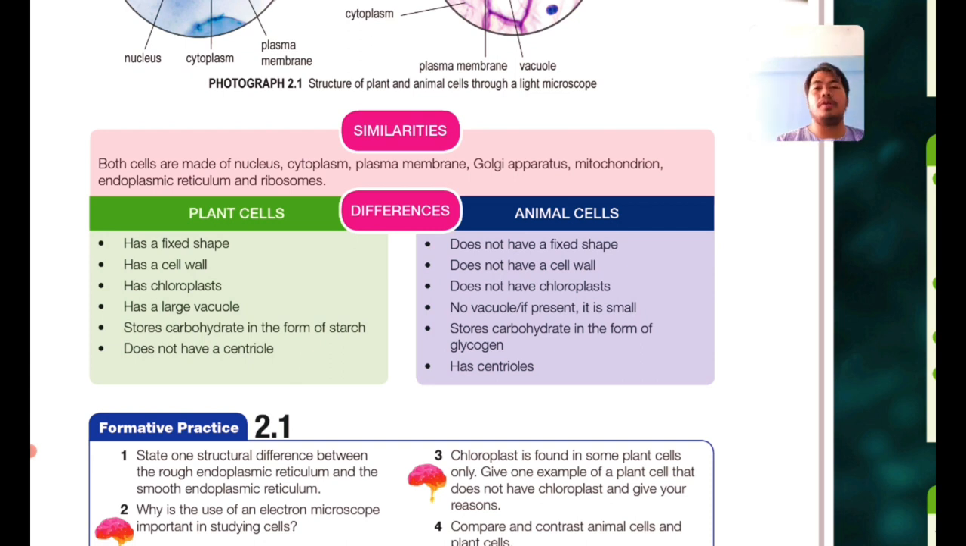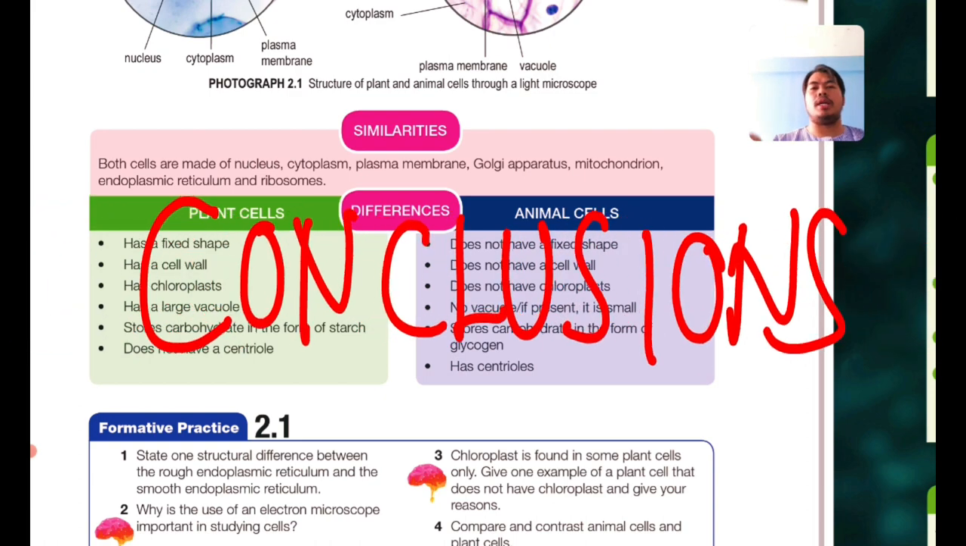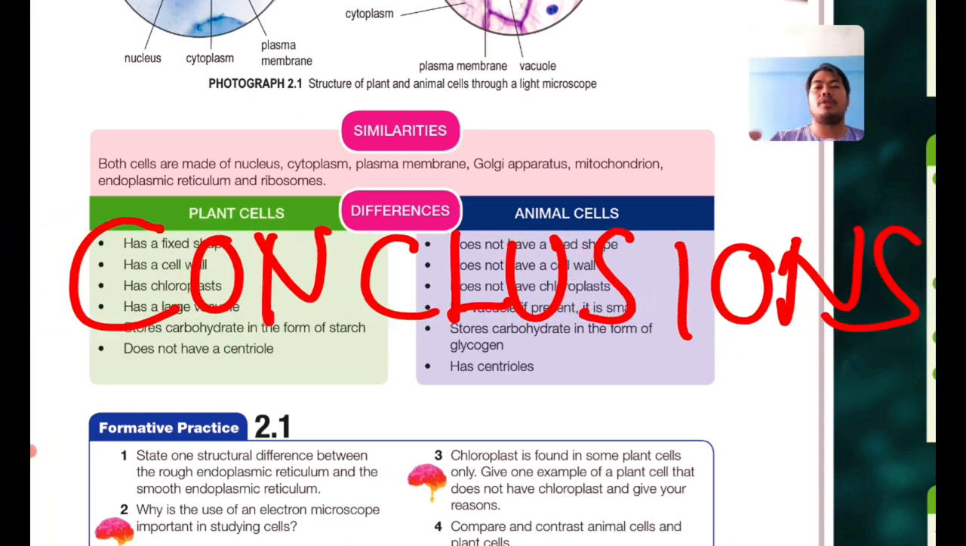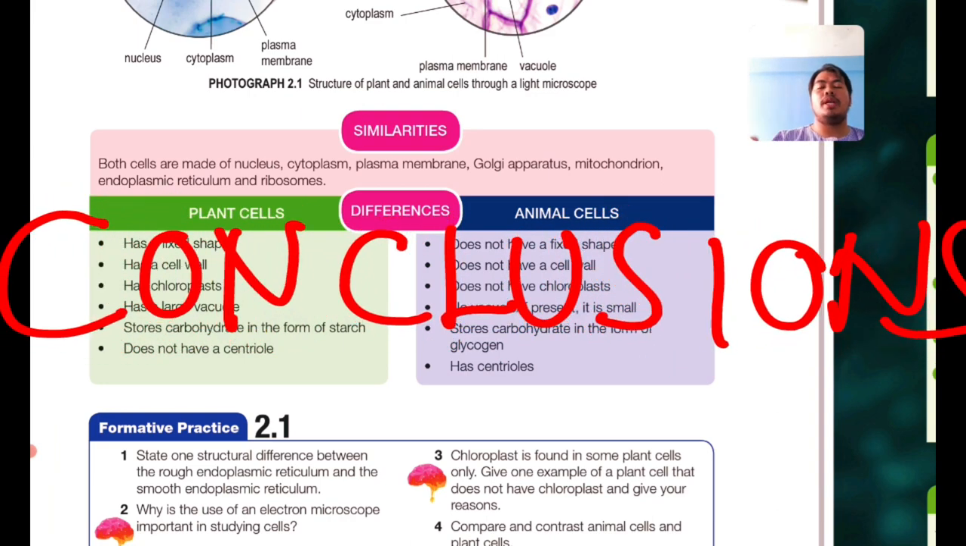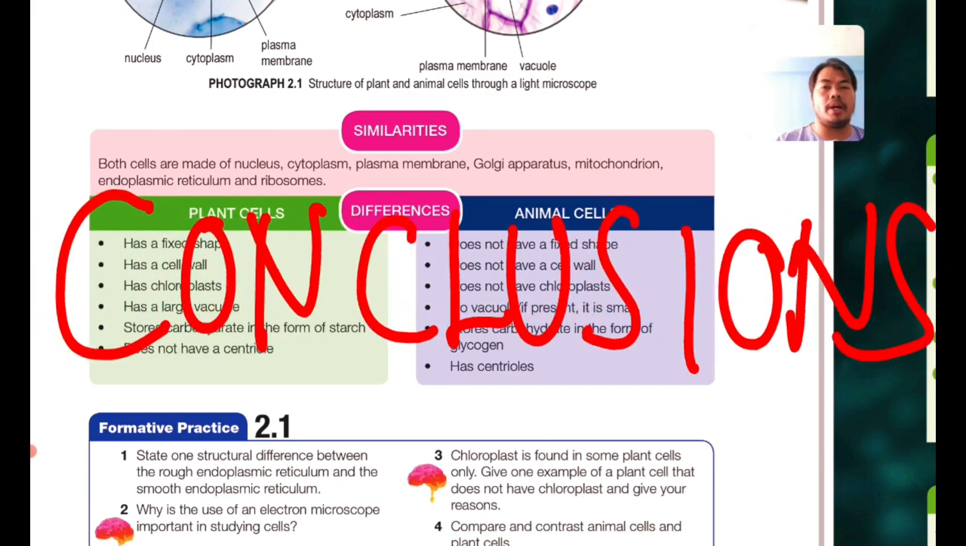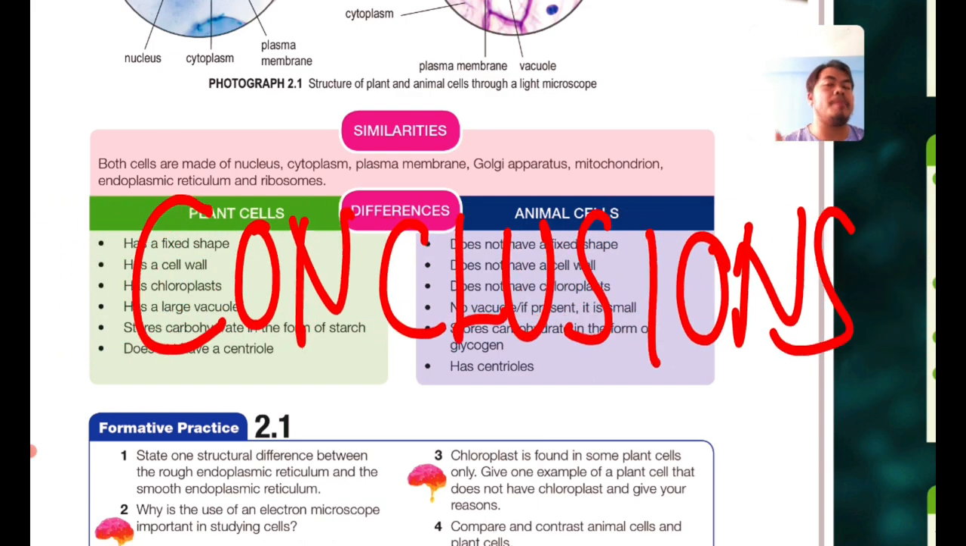We can conclude that a cell is like a factory. A factory has a boss. Who is the boss in the factory? Who is the boss in the cell? Cells have the nucleus. The factory has workers. Who are the workers inside the cell? The worker is the Golgi apparatus, packaging, pembungkusan.